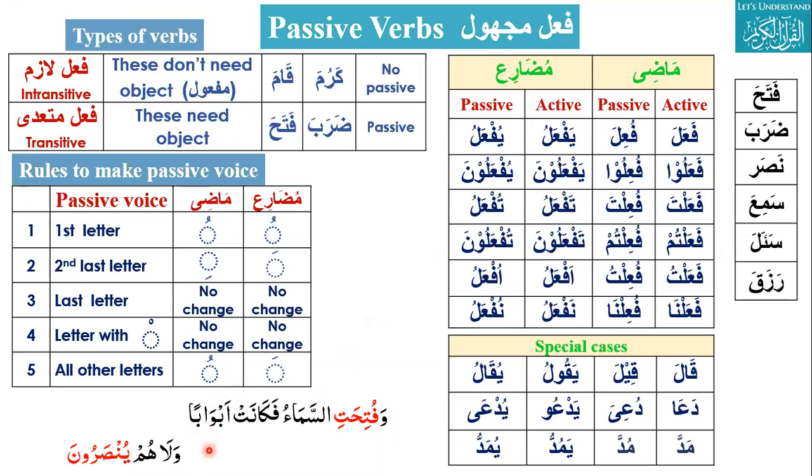Shifa is there. Can you do the next part of the ayah? ولا هم ينصرون. And not, they, they will be helped. And they will not be helped. Very good. How can you derive this yunsarun? Where does it fit?